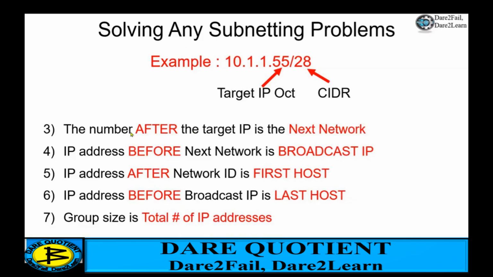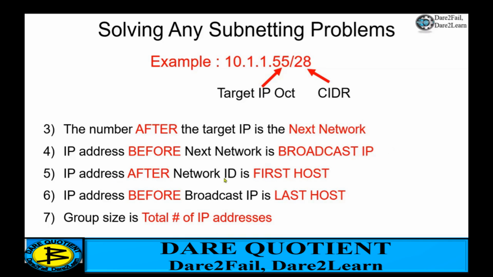The next number after the target IP is your next network. Remember, you were going in increments of your group size, so you're using those increment values. That number after the target IP is your next network, which is the IP address for the subnet after the subnet you're dealing with. The IP address just before the next network is your broadcast IP.